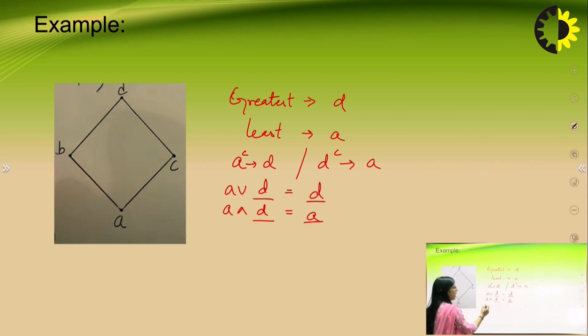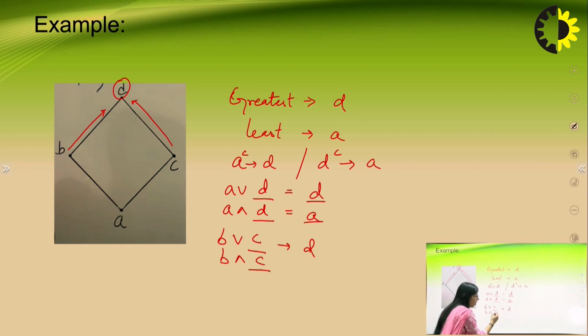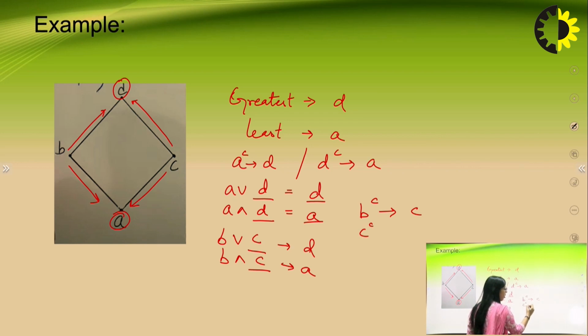Moving on to B, finding B's complement. B join which element results in D? If we move in the upward direction, from which element will we reach D? Of course, from C. So B join C will be the greatest element, and performing the meet operation with the same element should result in A. Of course, moving in a downward direction, we reach A. So B's complement is C and C's complement is B. In this way, we can find the complement.